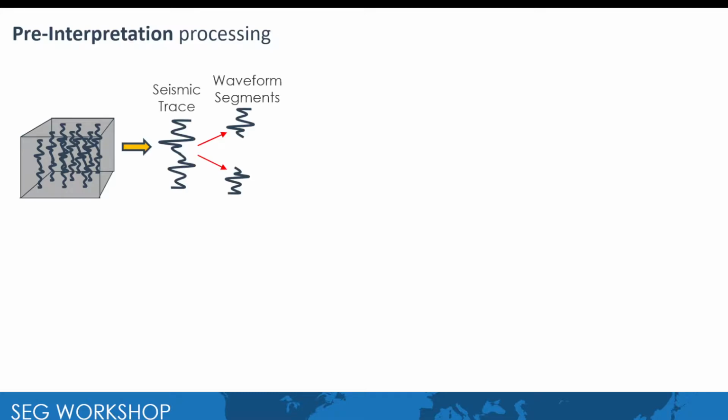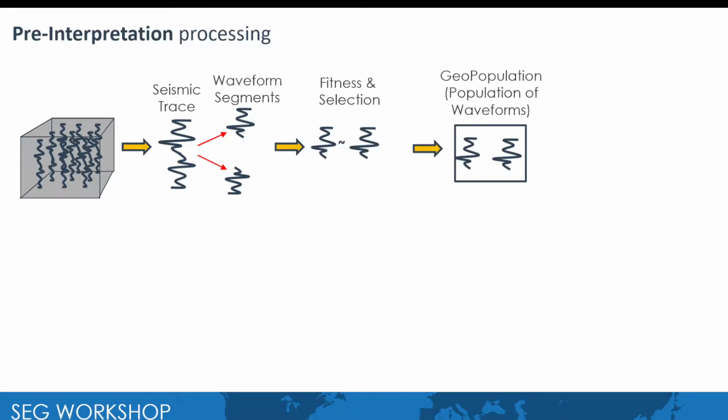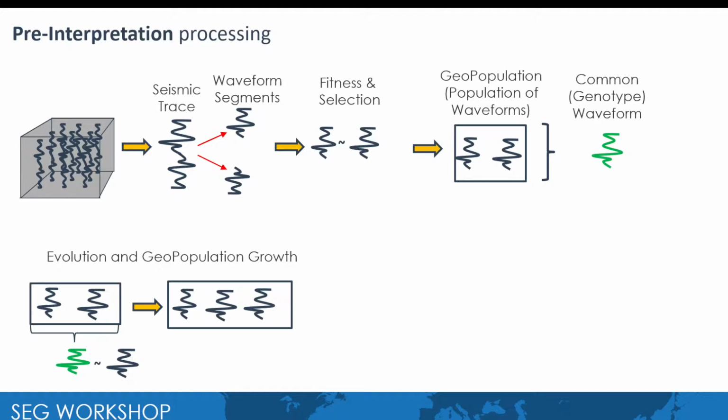So how the algorithm works. Basically the volume is automatically segmented and organized into waveforms, which we can consider equivalent to genes. These waveforms throughout the volume start to join together into populations, referred to as geopopulations here, based on their genetic and spatial compatibility. Each population of waveforms has a common waveform, which we call genotype, which continually evolves as new trace waveforms are added to the population.